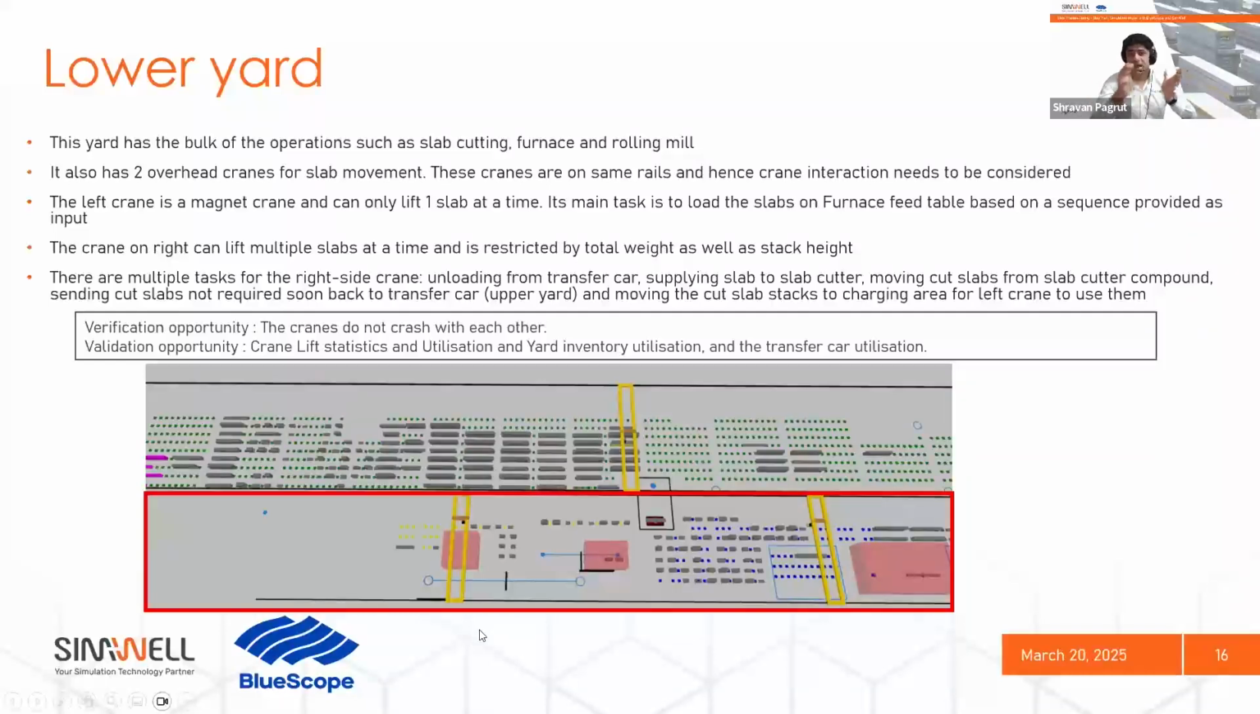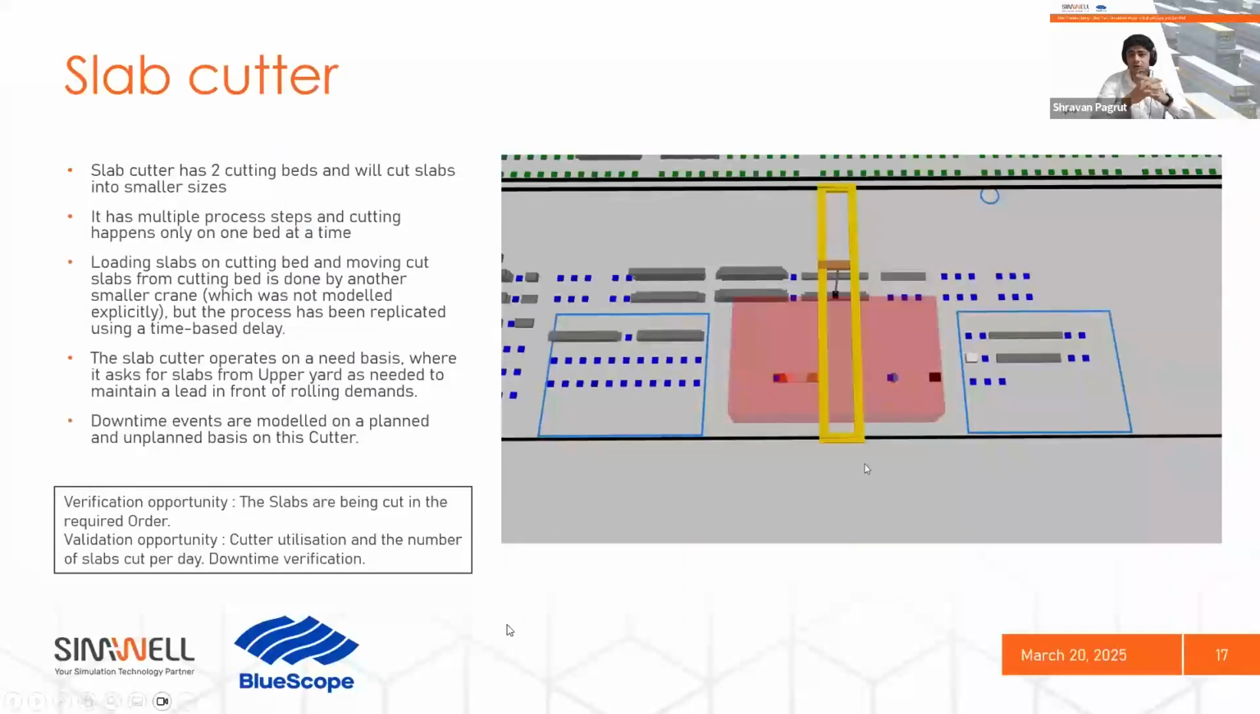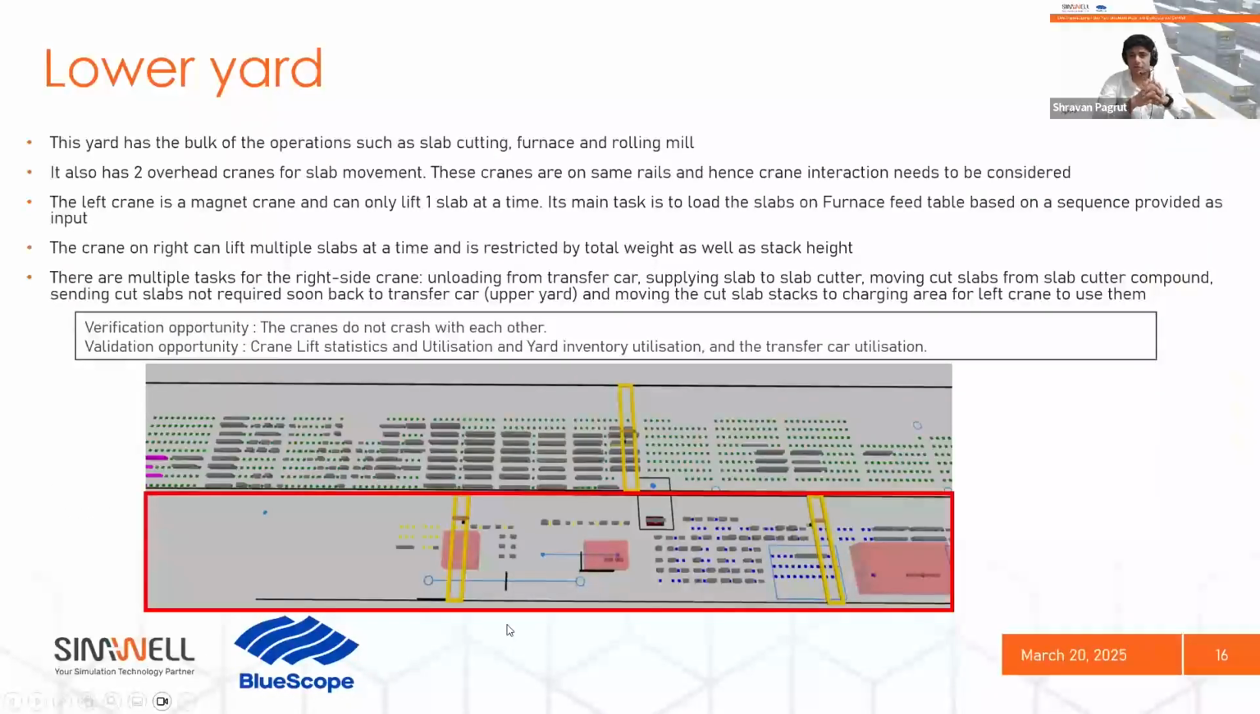These cranes work in tandem with each other, so we had to make sure that there is no collision and they're shadowing each other properly, where one moves out of the way and then the other moves in, and then they move together. We made sure to also capture all of the metrics for the crane lift statistics, as well as the yard inventory, all of those things, and the crane utilizations for all three cranes. Now let's move on to the slab cutting.